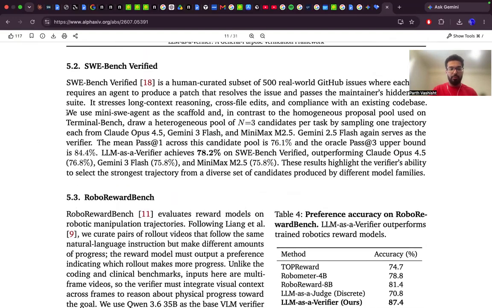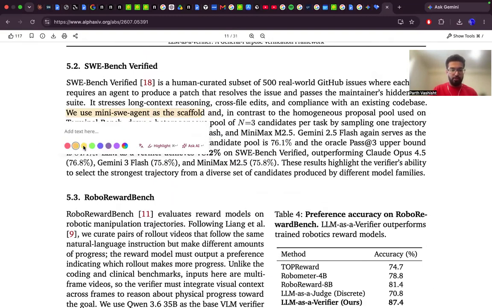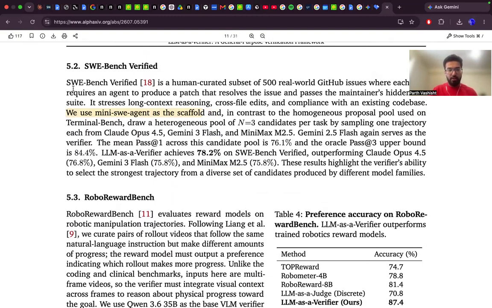Mini SWE agent scaffold. This is cool, cool stuff right here.